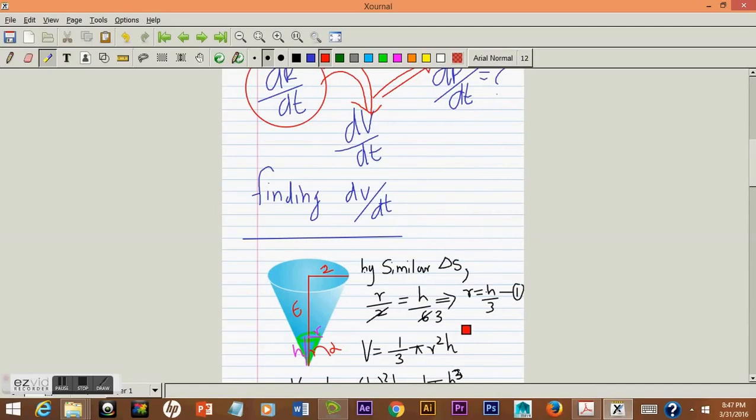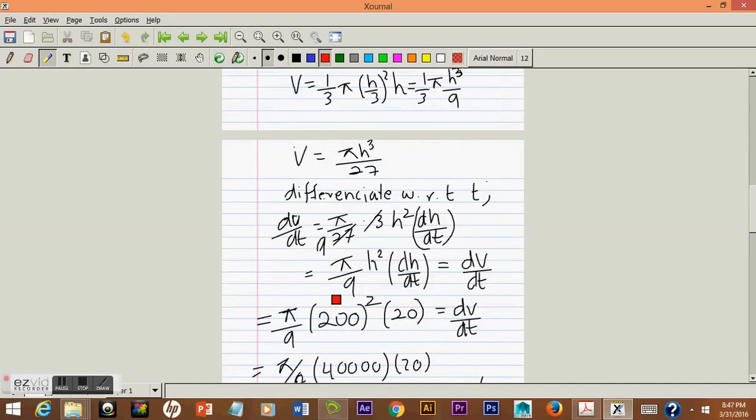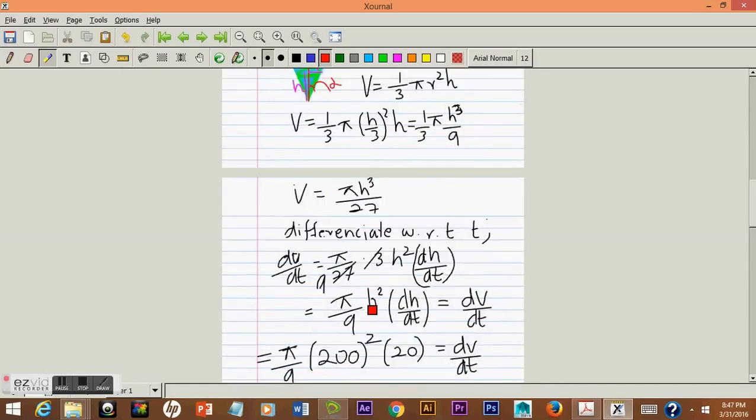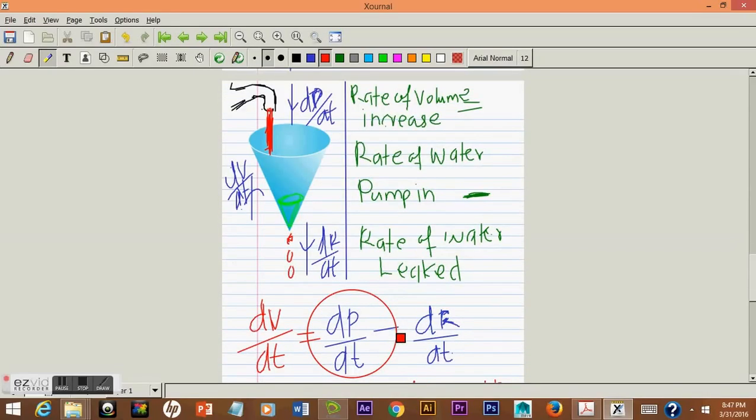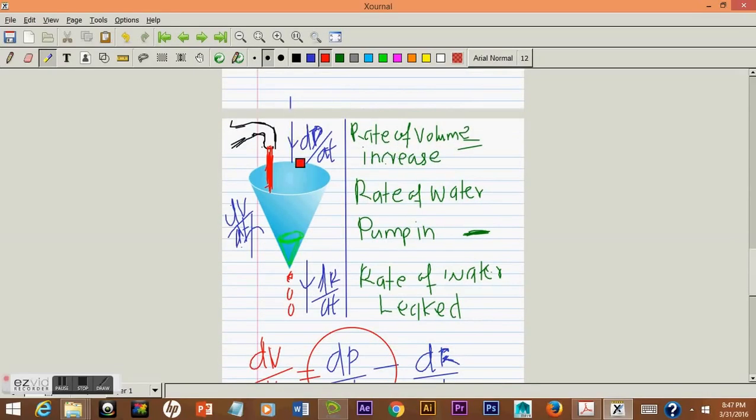All the values are given, because when h is 2, dh by dt is 20. We have to substitute those values here. Be careful, because that is in meters, so we have to convert to centimeters and substitute those values. Getting 40,000 into 20, we get 800,000 pi centimeter cube per minute. So our question is dp by dt. dr by dt is given.